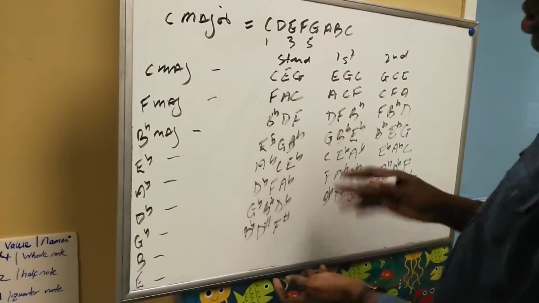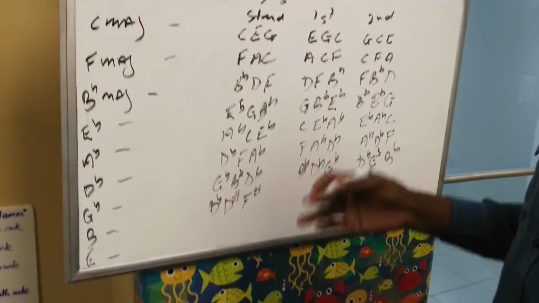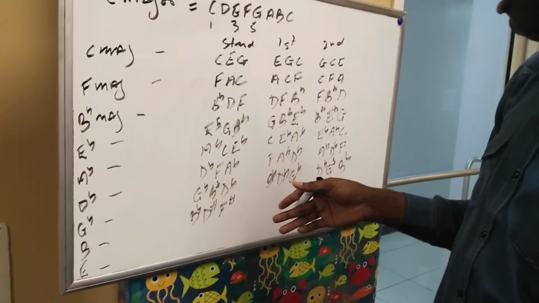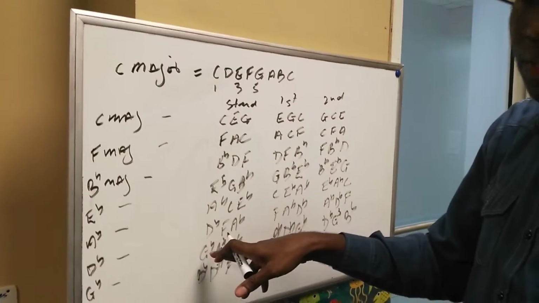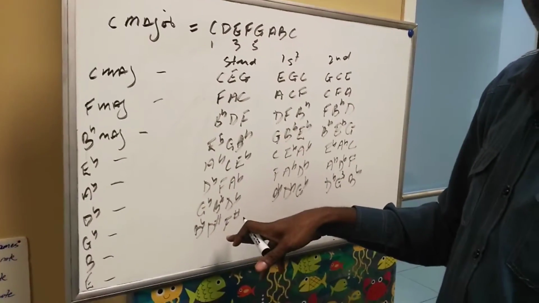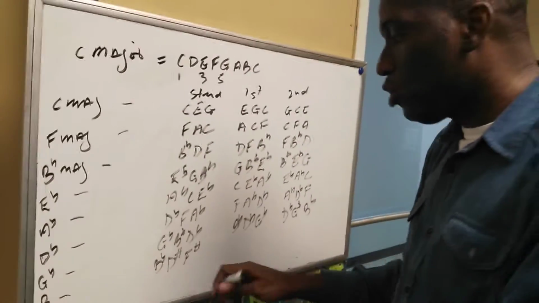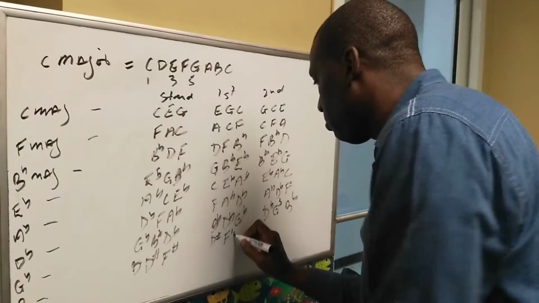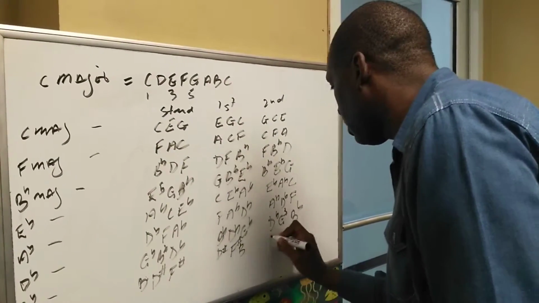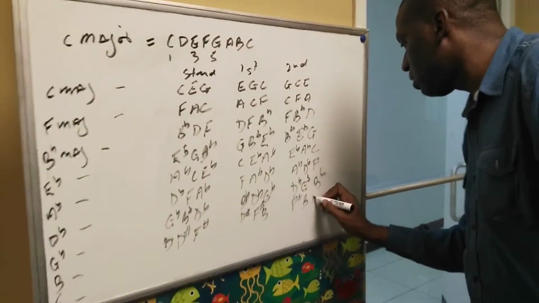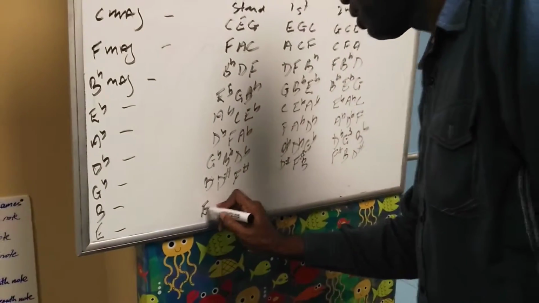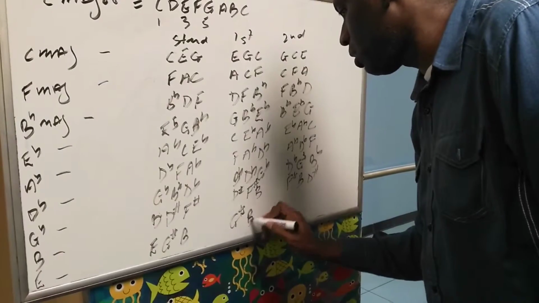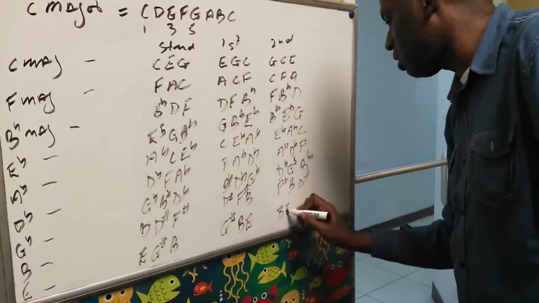Now here we switch from the flats to the sharps. In the British version, we sometimes even just say C sharp instead of D flat, and F sharp instead of G flat. So now we're going to the sharps: D sharp, F sharp, B, F sharp, B, D sharp, E, G sharp, B, G sharp, B, E, B, E, G sharp.